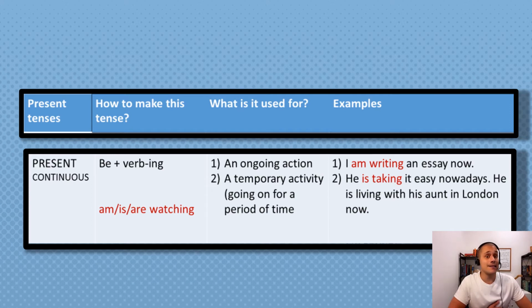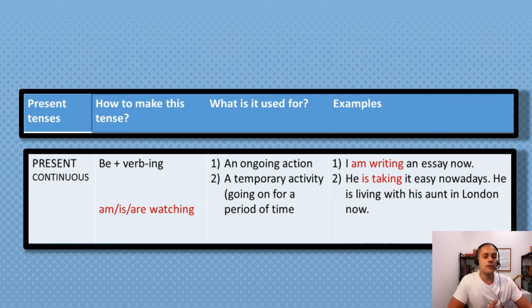Okay, let's see the rules for present continuous. How to make this tense? So we're going to use be plus the verb, the main verb in the ing form. Remember that we are going to use the am, is, are accordingly to the subject. So I am, he, she, it, is, we, they, you, are. Remember that, right? So I am watching, she is watching, you are watching.